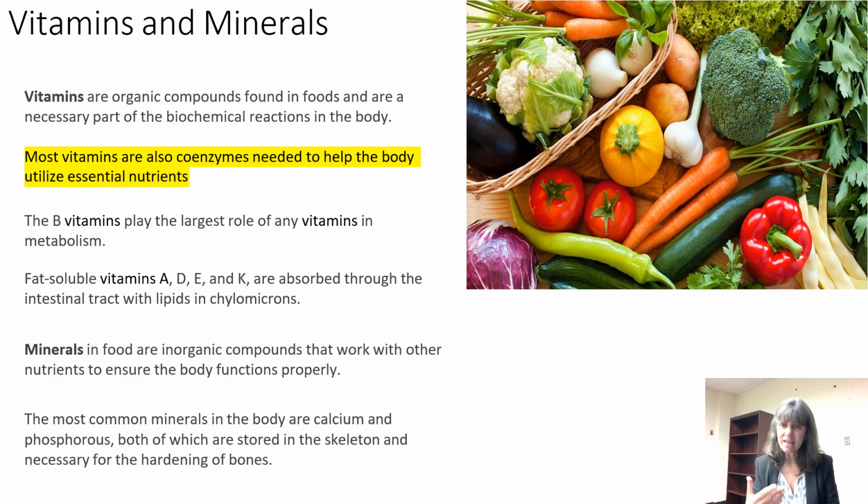If a person is taking a particular B vitamin, it's best to use a B complex because B vitamins can compete with one another. So I always tell people, look for a good B complex instead of just taking B12 or B6.